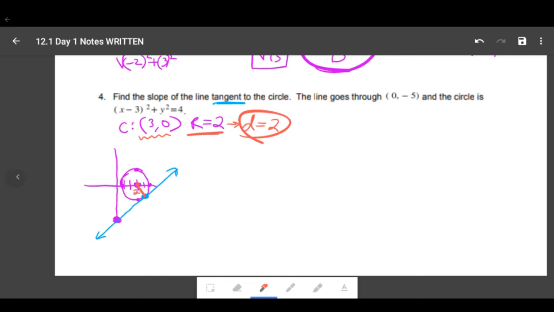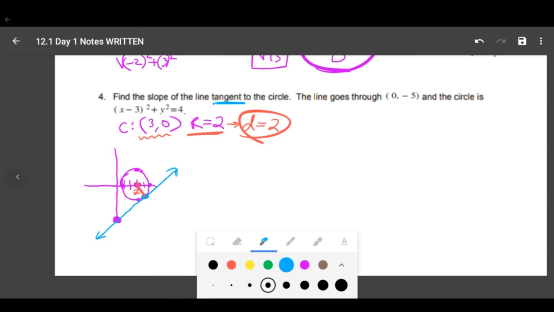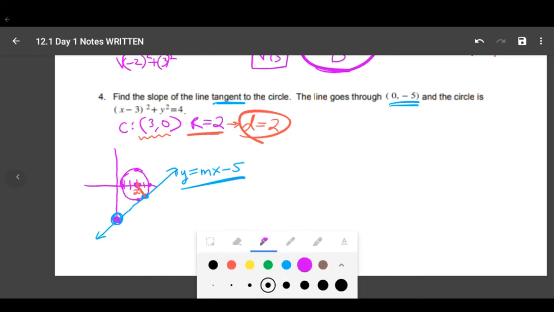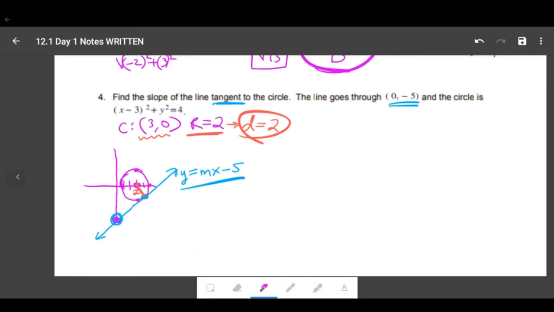So I know that the distance between them is 2. I also know the equation of this line, since it goes through (0, -5): y equals, I don't know the slope yet, but I do know the y-intercept is -5. So what I have now is a point, (3, 0), and a line, y equals mx minus 5, and I know the distance between that point and that line is 2. So I can go through and use my distance formula from the front side.